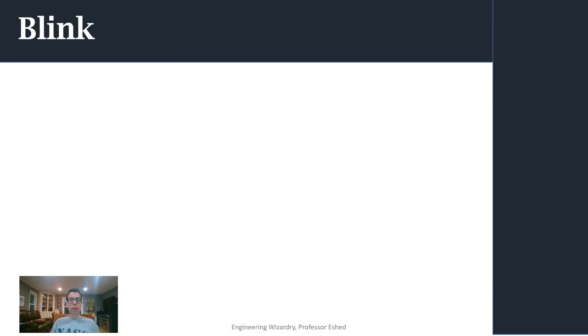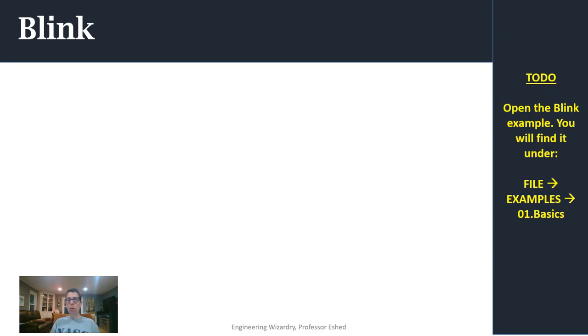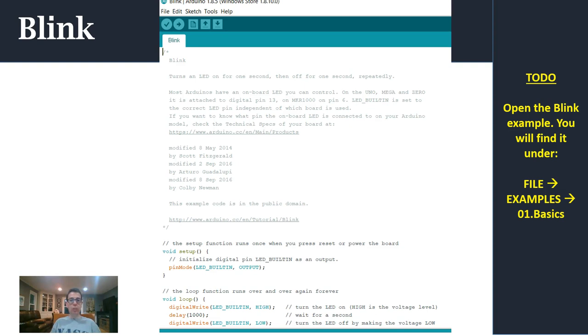Okay, we're going to start the first program. So go ahead, open the Blink example, and you'll find it under File, Examples, 01 Basics, and pick up the Blink file. And when you open it, it's going to look like this. And this is a good one to start with. I just want to show you the layout of the code. What does the code look like?